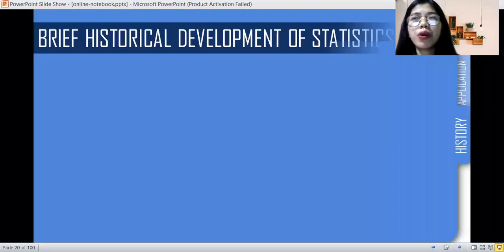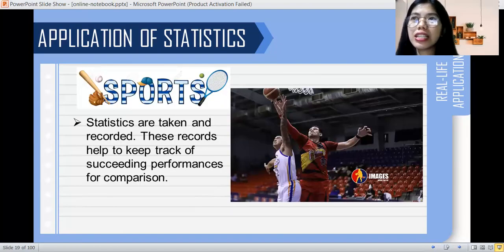And ayun po, ang application ng statistics hindi lamang naka-focus sa mga fields na to. Marami pa siyang kagamitan aside from these fields. So, ayun po, dapat po natin tandaan yon.